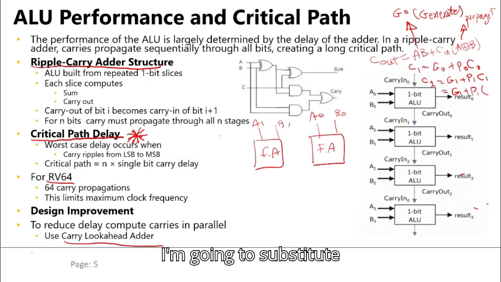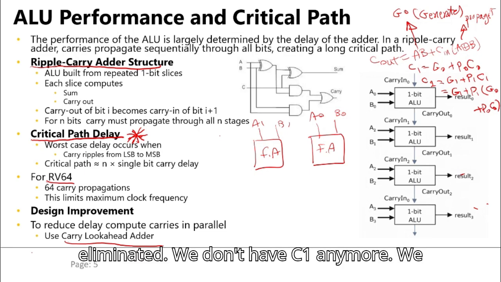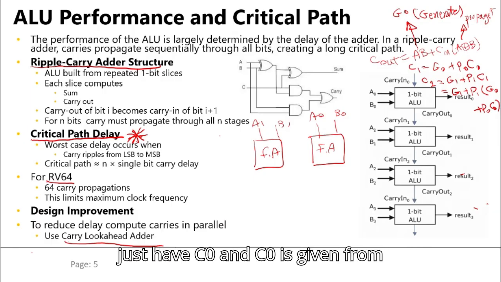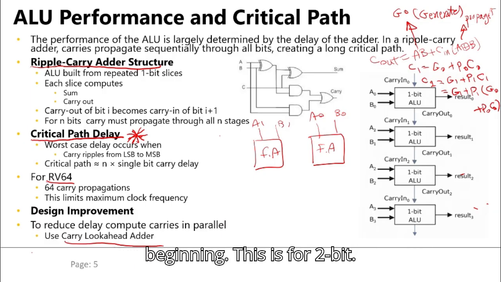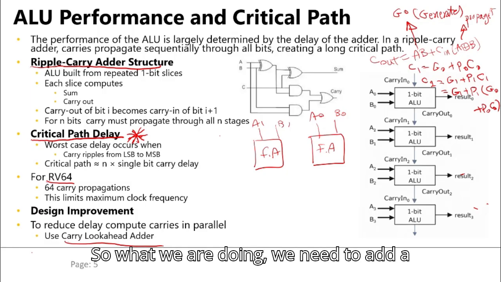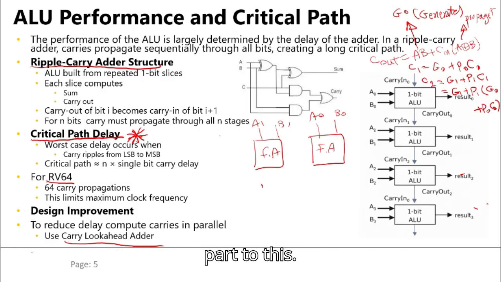Instead of C1, I'm going to substitute G0 plus P0 C0. As you can see, C1 is eliminated. We don't have C1 anymore. We just have C0, and C0 is given from the beginning. This is for 2-bit. So what we are doing, we need to add a part to this.